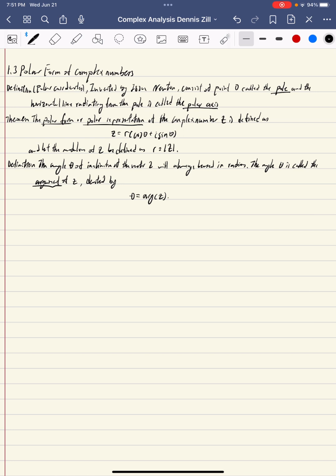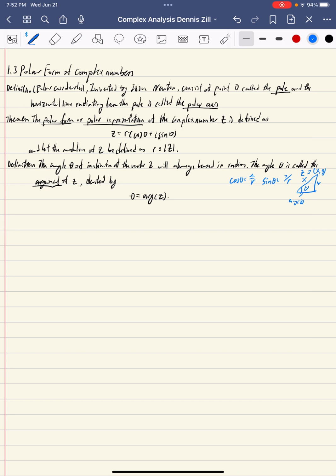And an argument theta of a complex number must satisfy the equations cosine of theta is equal to x over r, and sine of theta is equal to y over r. If you draw a triangle like this, this is theta, the argument of z. Now you have x, y, and z is equal to x, y, right? And then you have y and x, so it must satisfy this triangle.